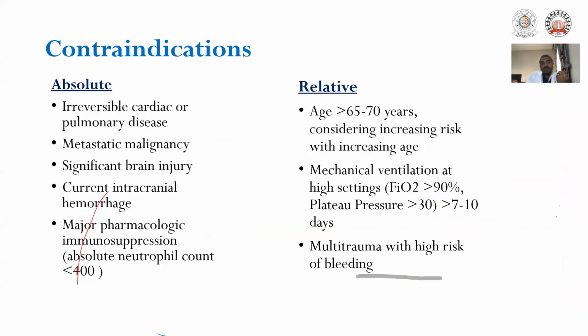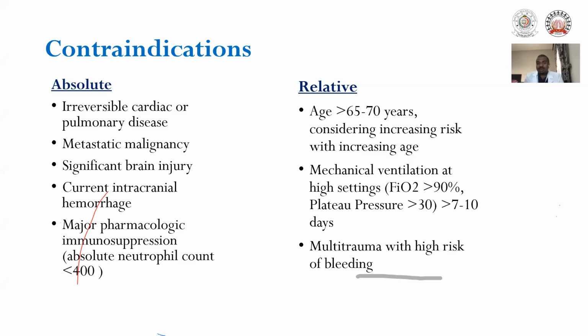Okay, let's see what the contraindications are, in terms of absolute contraindication and relative contraindication. Definitely, absolute contraindication includes the selection of the patient itself. It is irreversible cardiac or pulmonary disease, metastatic malignancy, significant brain injury, current intracranial hemorrhage, major pharmacological immunosuppression with an absolute neutrophil count of less than 400. Whereas relative contraindication includes age itself, more than 65 to 70 years, considering the increasing age, which is common in all the ECMO selection criteria. It's not only for COVID patients.